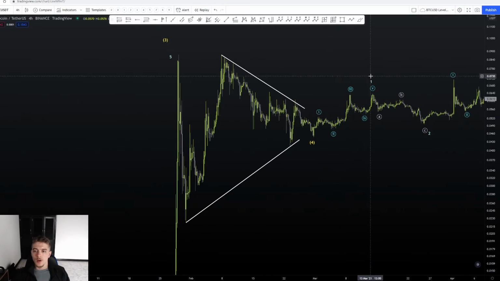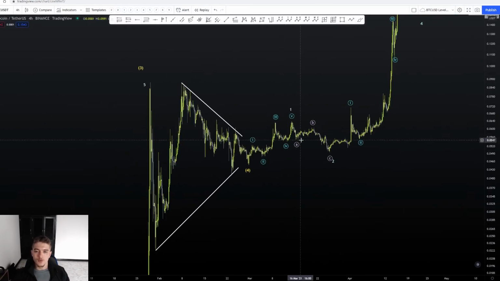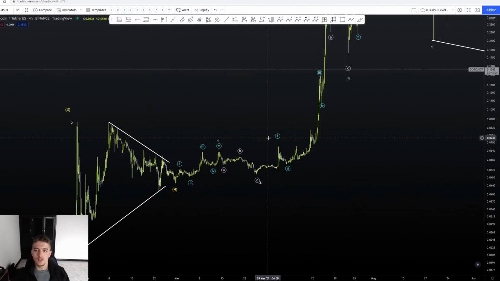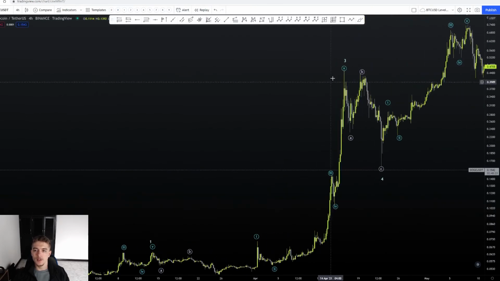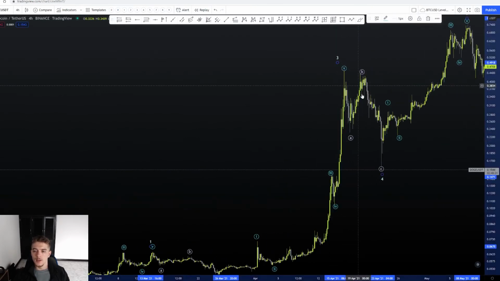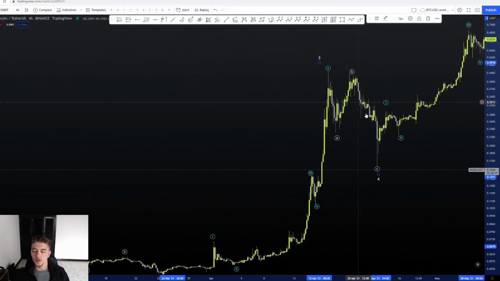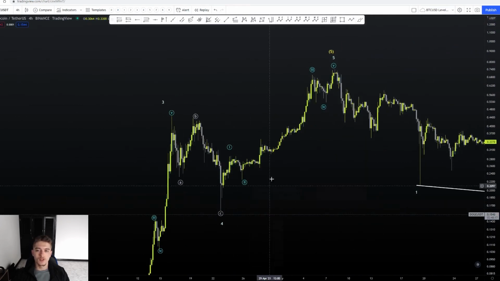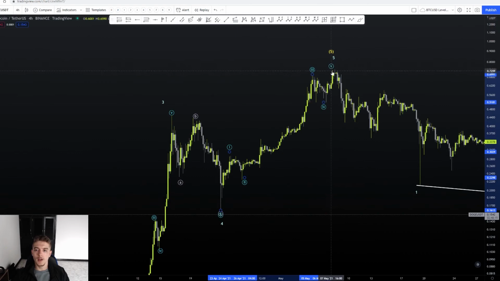This would be 1, 2, 3, 4, 5 for this minor wave 1, down for this minor wave 2 for an A, B, C, then up for this 1, 2, 3, 4, 5 to complete this minor wave 3. A, B, C for a flat, down for this minor wave 4. Then 1, 2, 3, 4, 5 to complete this minute wave 5, minor wave 5, and intermediate wave 5.